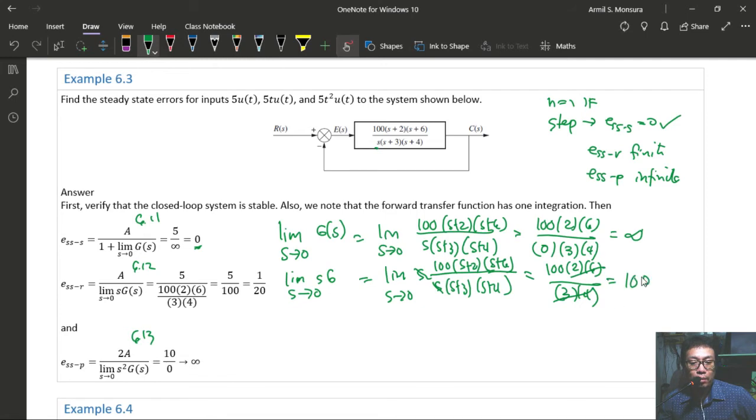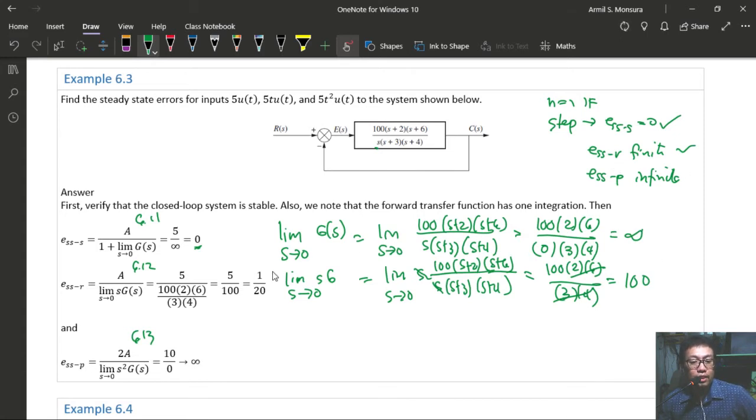That becomes 100. Okay, so that should give you an error na 5 over 100 or 120. So again, that verifies na kapag meron kayong isang integration factor, okay, yung error nyo due to a ramp input is finite.